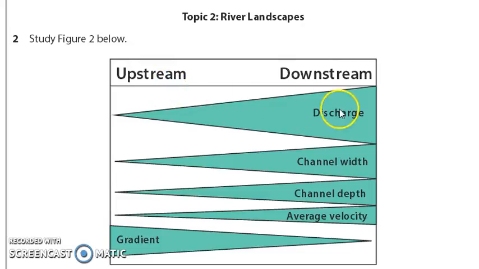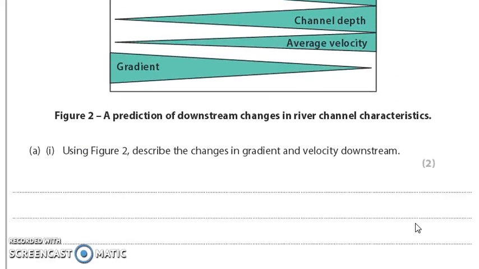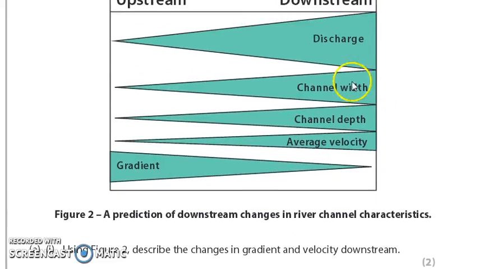Figure 2, which shows us that as we go from upstream to downstream, discharge increases, channel width, channel depth, average velocity increase, gradient however decreases. And so using figure 2 to describe the changes in gradient and velocity downstream, that's quite straightforward, isn't it? We've got velocity increasing downstream, gradient decreasing downstream.